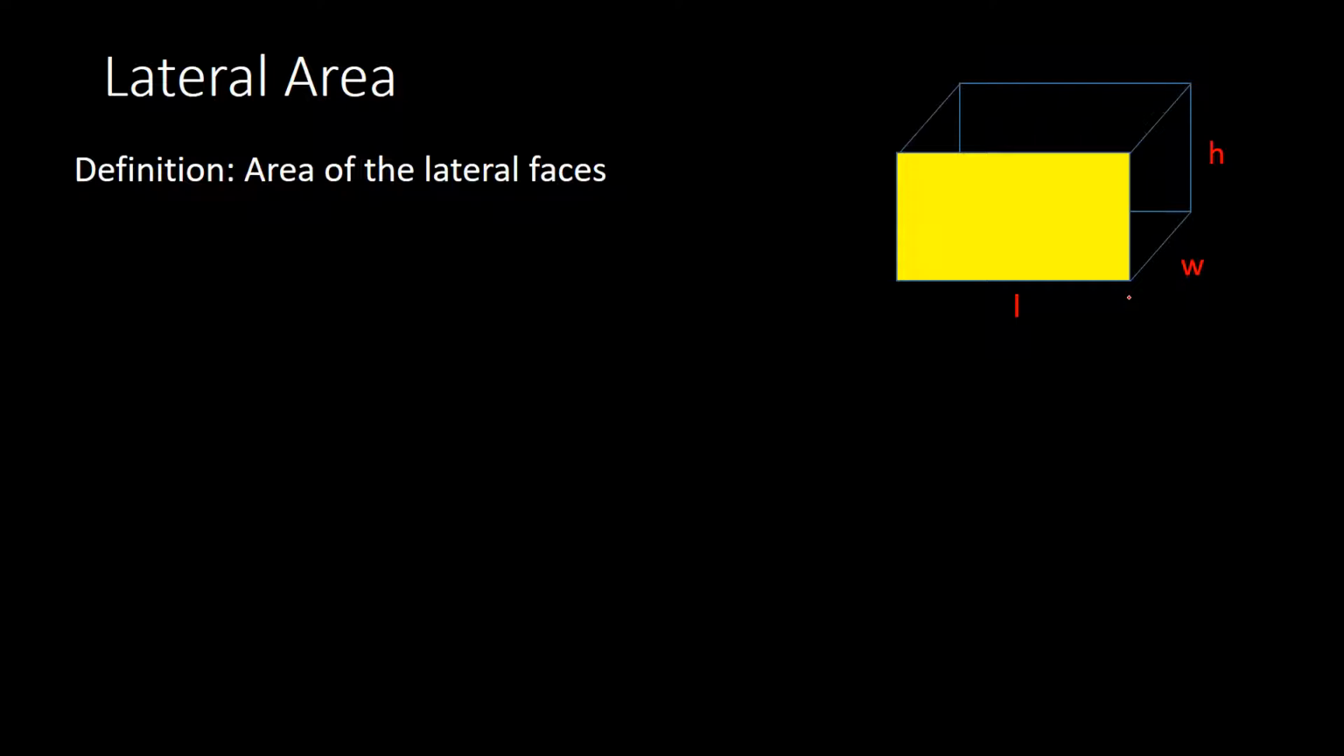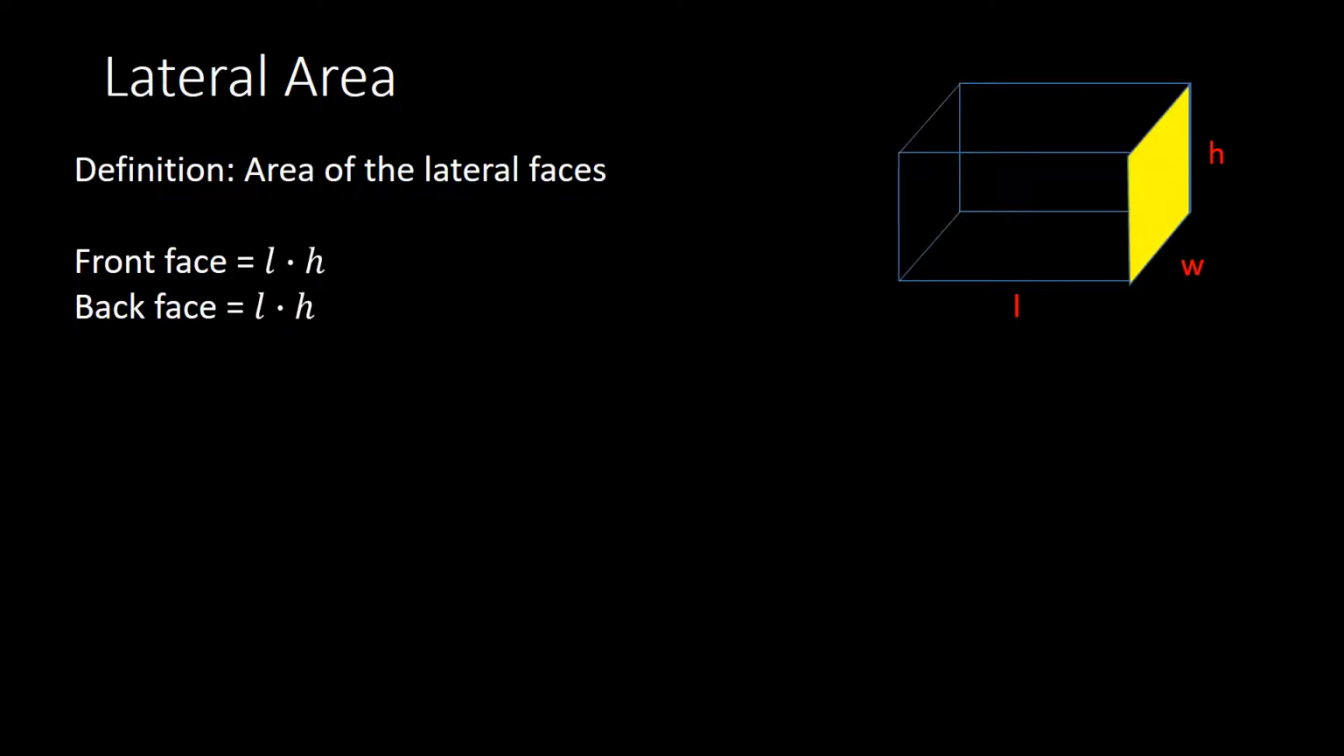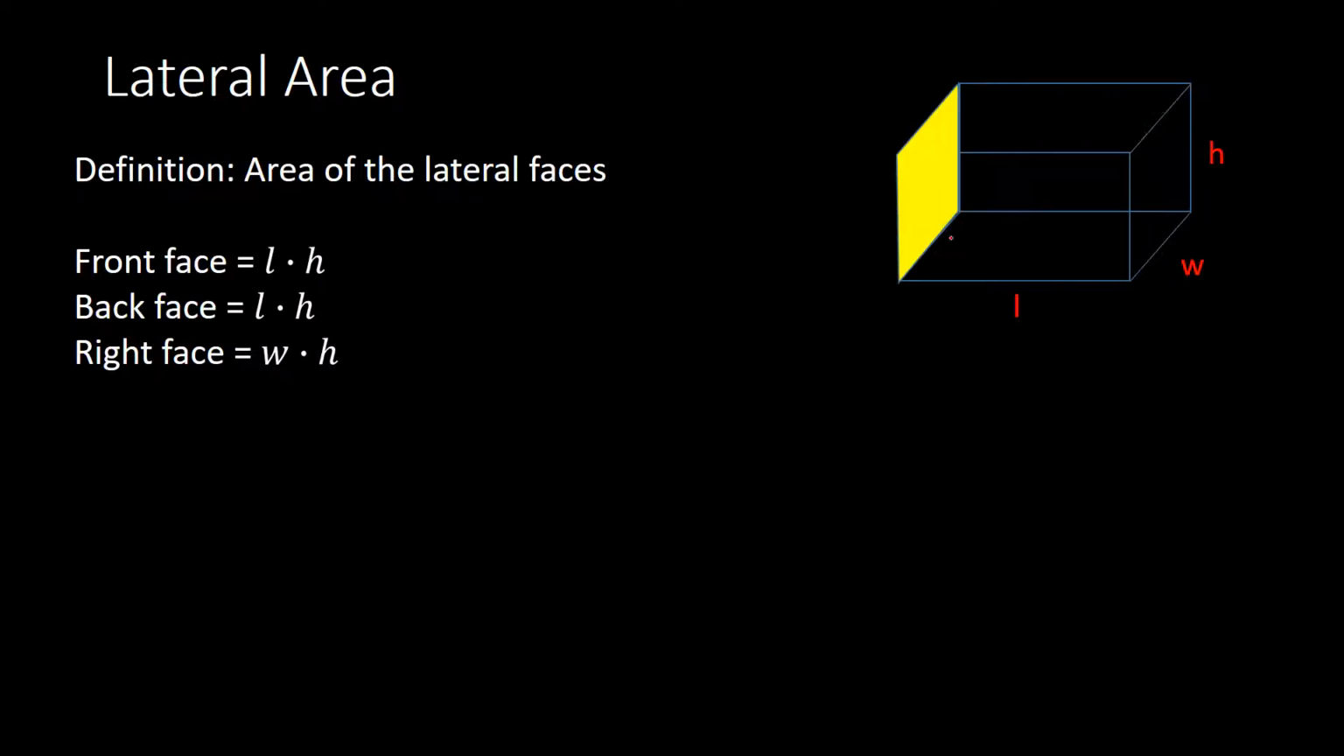We can find the area of each rectangle by taking the base times the height. So in this case, we have the length times the height would be the area of this first rectangle. And then the back rectangle would still be the same measurements, the length times the height. And then to find the one on the right, base times height of the rectangle. In this case, we have the width times the height, and that is how we find that face. And then the face on the left would be the same as well. We have the width times the height to find that area.